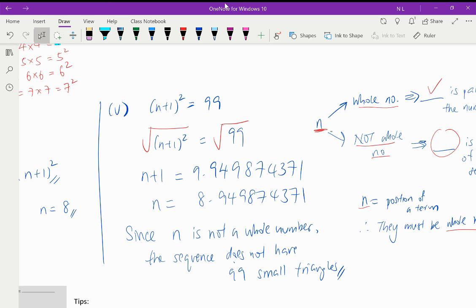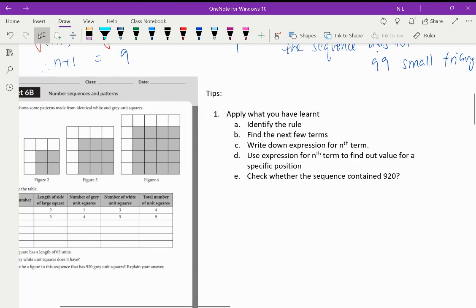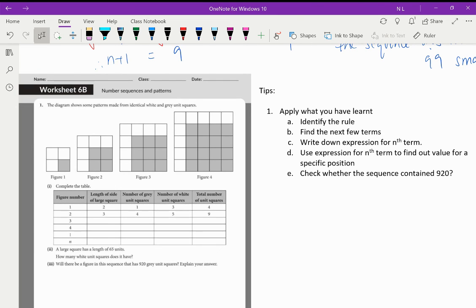So this is it. After you have done this question, you can apply the same concepts to question 1 on page 91. This is on page 91 of your workbook. If you're unsure, please ask.